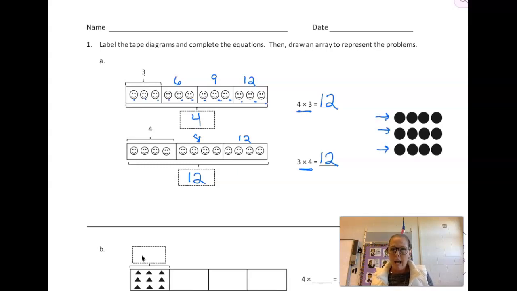Let's draw an array to represent the top tape diagram that shows 4 groups with 3 in each group. To do that, we would make our groups. There's our 4 groups and 3 in each group. There we go.